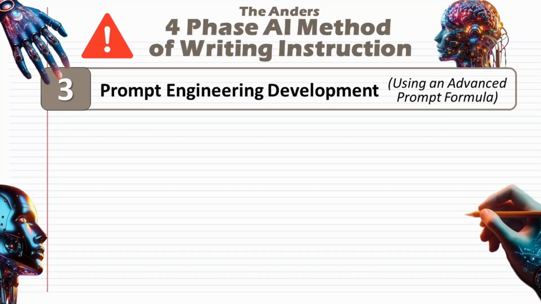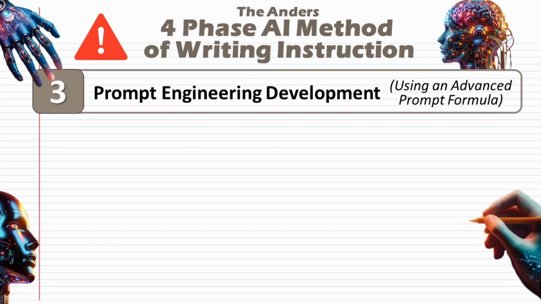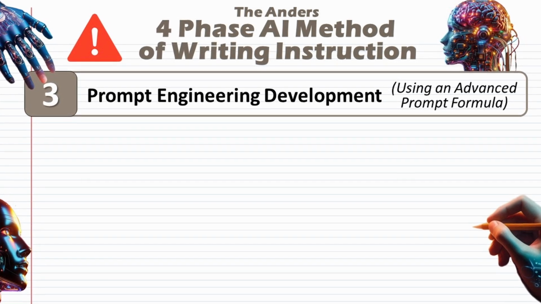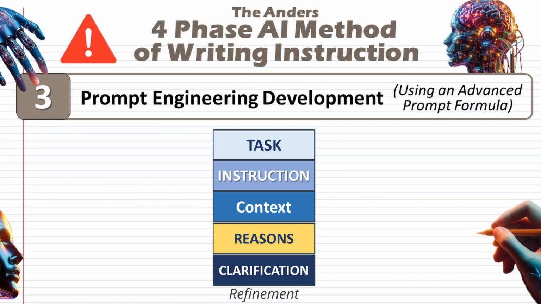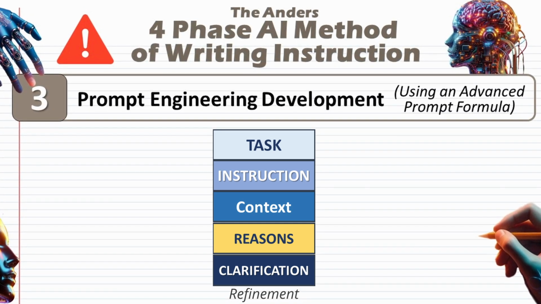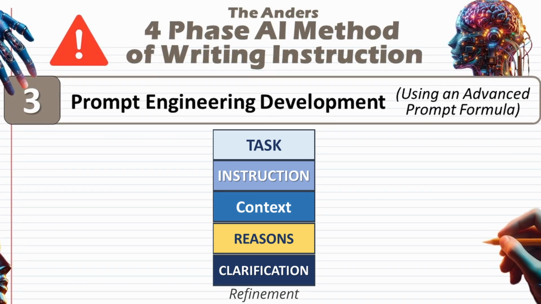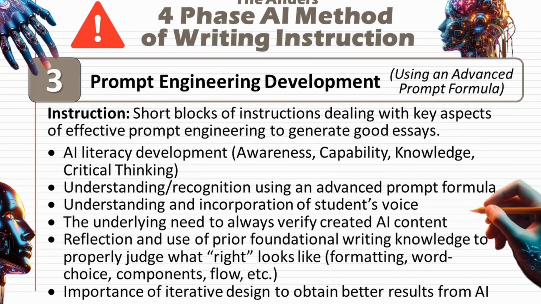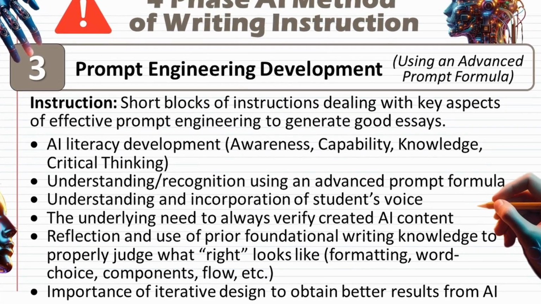So the very next phase, this is phase 3, deals with prompt engineering development. So here the focus is on instruction and assessment dealing with effective prompt engineering, and that means using an advanced prompt formula. I've expressed an advanced prompt formula that I generally suggest for most people to use. This is again preliminary because this overall method is still developing, but I would use a similar advanced prompt formula to this one. From here, we would have instruction, again, short blocks of instruction dealing with key aspects of effective prompt engineering to generate good essays.